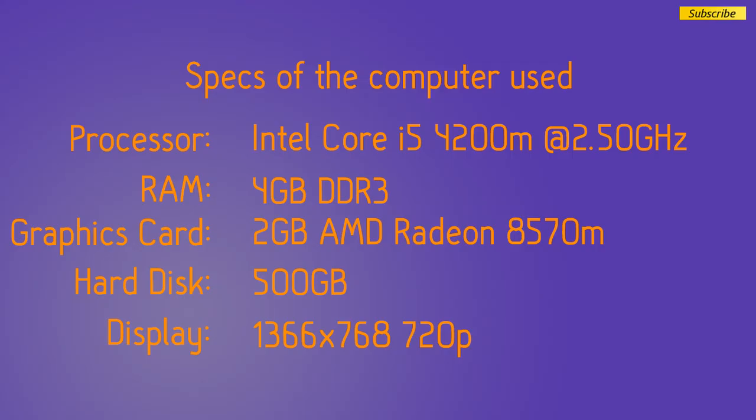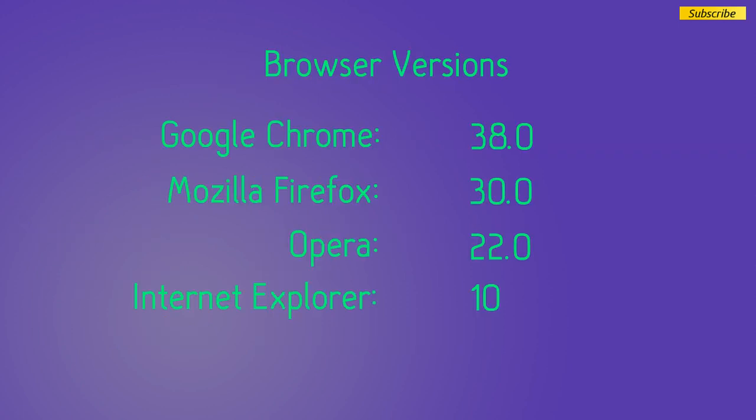The specifications of the computer which I'm going to use is Intel Core i5 at 2.50 GHz, 4GB RAM, 2GB AMD Radeon 8570M graphics card, 500GB hard disk, and a display resolution of 1366x768. Here are the browser versions: Google Chrome 38.0, Mozilla Firefox 30.0, Opera 22.0, Internet Explorer 10.